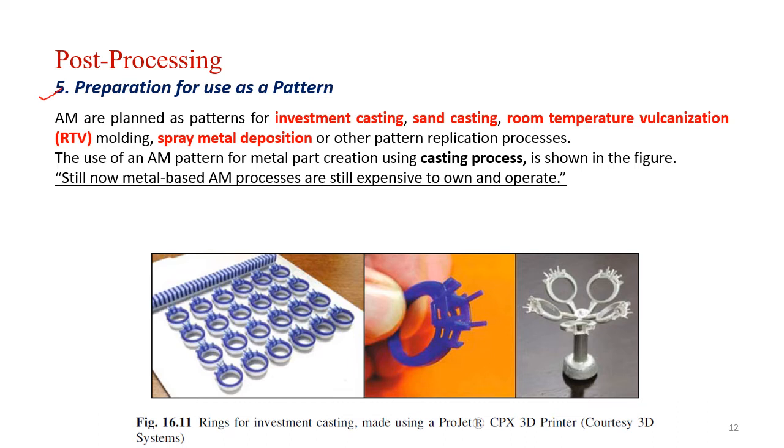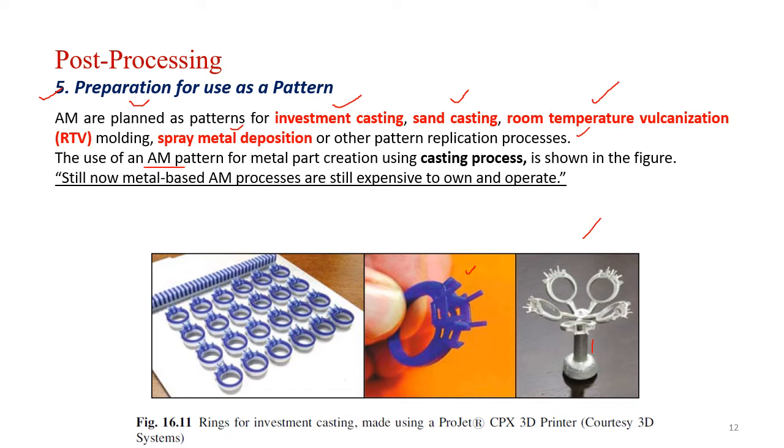Next, preparation for use as a pattern. As we know, AM parts are used as patterns for investment casting, sand casting, room temperature vulcanization or RTV molding, spray metal deposition, and other pattern replication processes. The use of an AM pattern for metal part creation using a casting process is shown in the figure. Here you can see the metal finger rings attached to the casting tree. Before these metal rings are created, they are made as patterns.